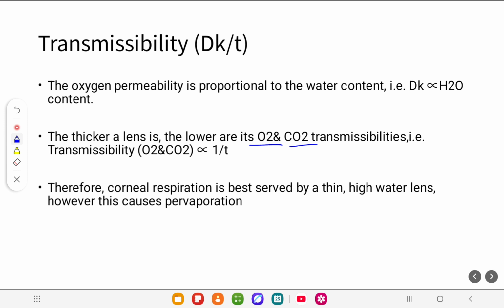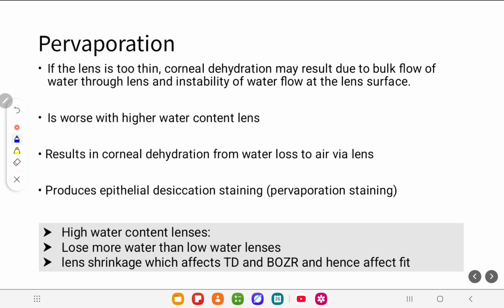So corneal respiration is best served with a thinner, high water content lens. However, it causes pervaporation. It's always there. So it's not a good combination, thin and high water content. Theoretically, it's better, but we have to think about handling. Thicker is better. High water content is always not good, especially in case of dry eye, because of pervaporation, and you will clearly see pervaporation staining in the cornea.